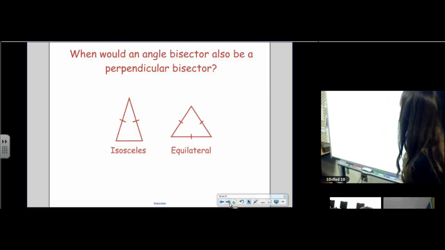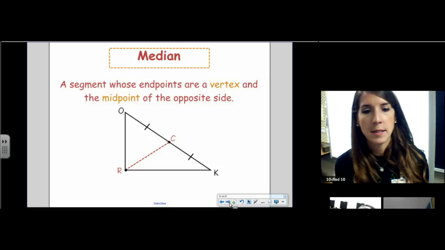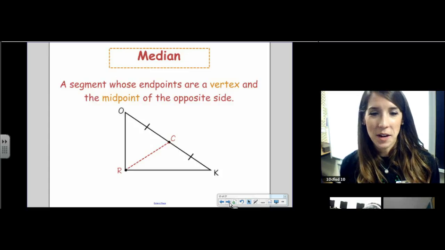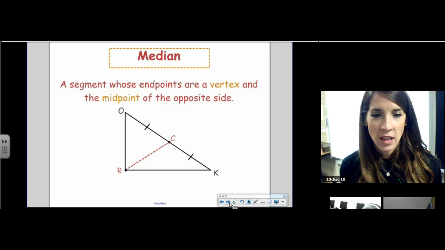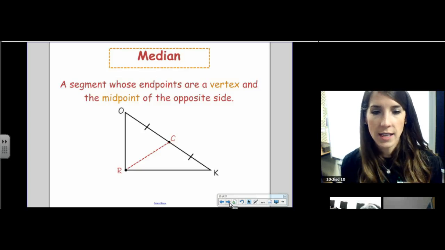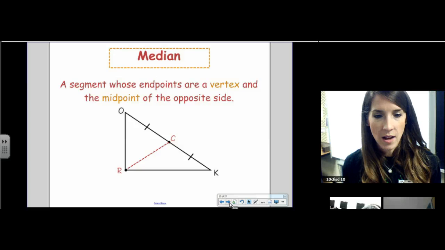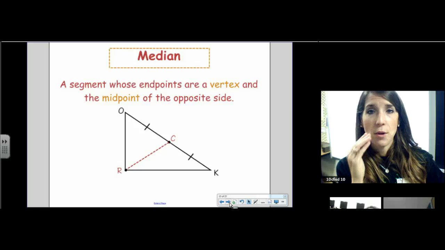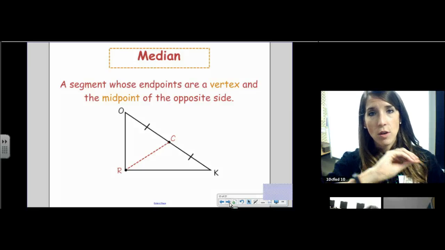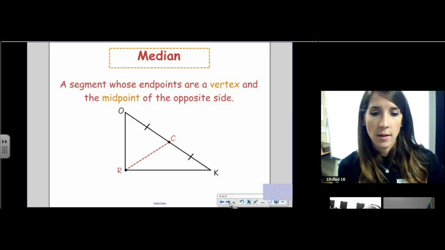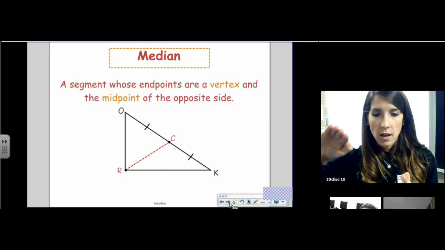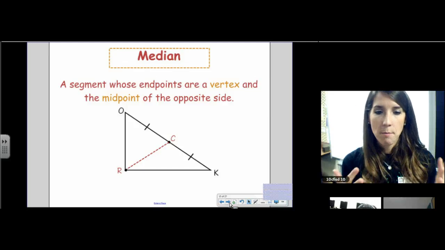All right. The next word we're zooming in on is median. Median, middle, midpoint. They all start with an M. It's an alliteration. A segment whose endpoints are a vertex and the midpoint of the opposite side. So you're going to start at a vertex. You can't just start anywhere you feel like. The definition says you have to start at an angle, and then you go to the midpoint of the opposite side. So this one starts at R. It goes to the middle of OK, and we put tick marks around it. C is the midpoint of OK.